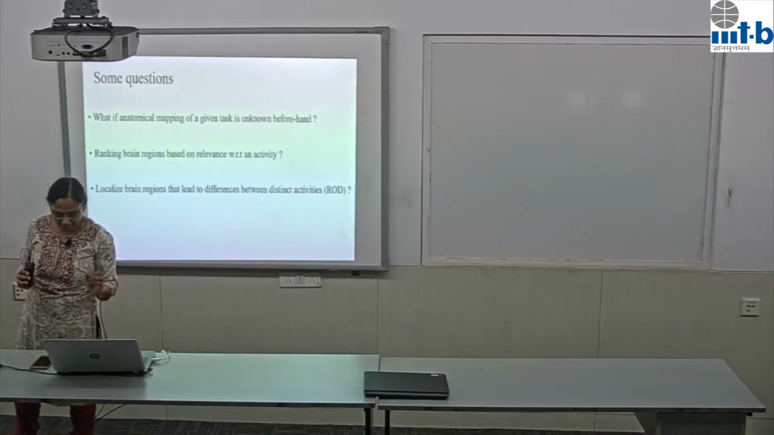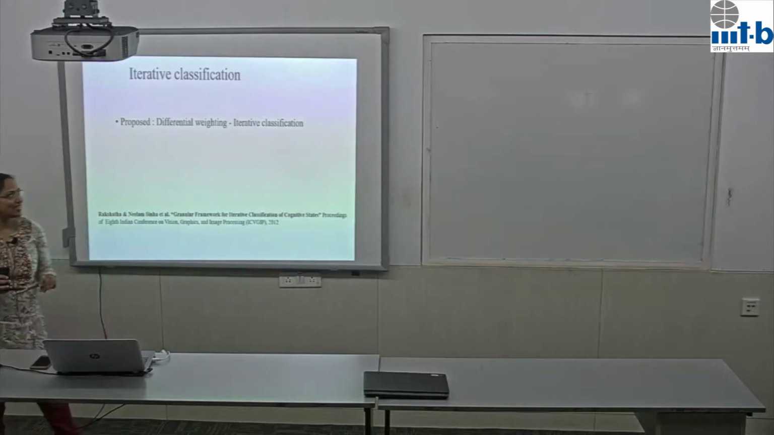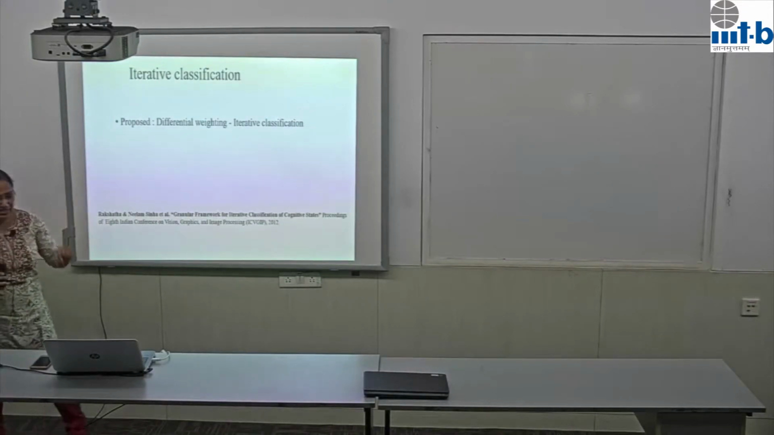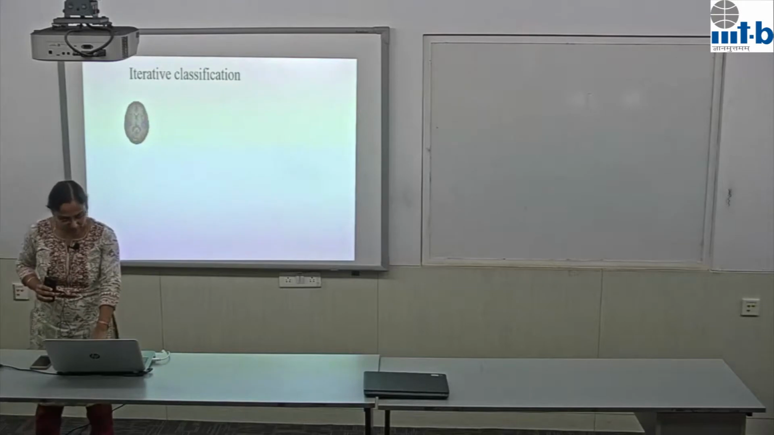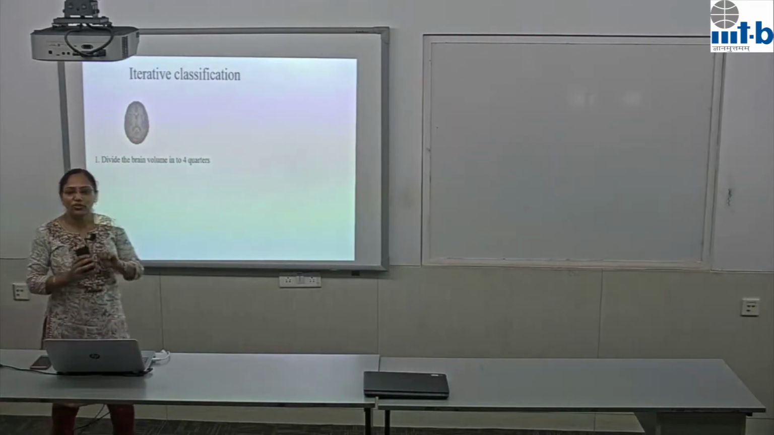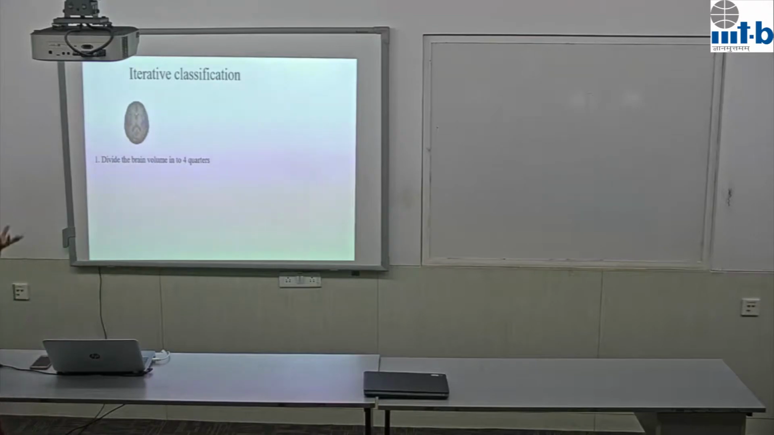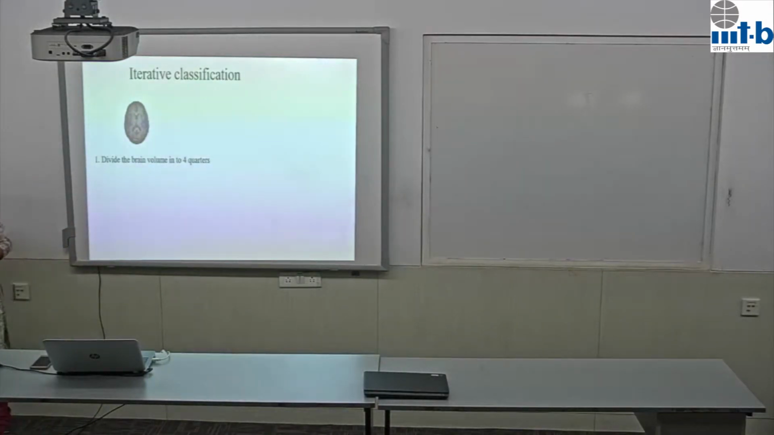We came up with a very naive solution. Still, I thought I should present it here. That was the first work we did. What we proposed was differential weighting and iterative classification. You look at the entire brain volume. The key thing is not to ignore any part, because you never know which region may be important, even if it is subtle. So you divide the brain volume into 4 quarters.